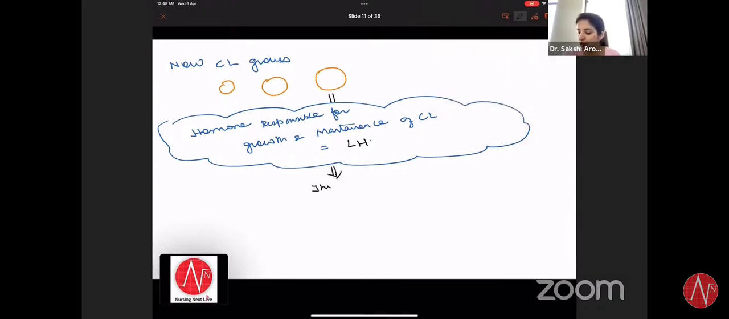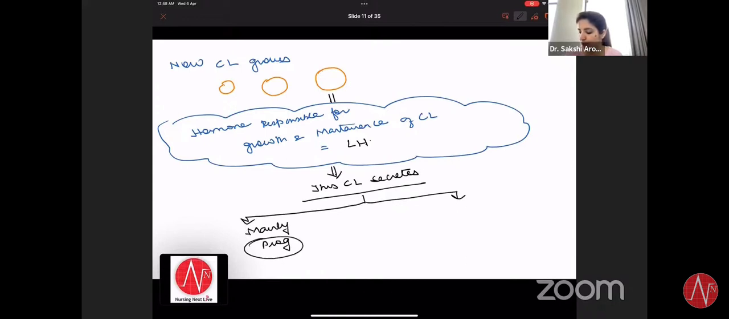Now, this corpus luteum secretes 3 hormones. It will secrete mainly progesterone. But apart from that, it will also secrete estrogen and inhibin A. So progesterone, estrogen, and inhibin A. These are the hormones which corpus luteum secretes, in which the main hormone is progesterone. Clear to all of you?